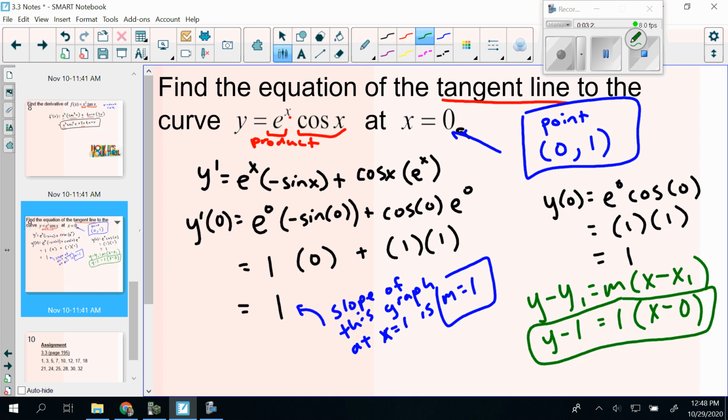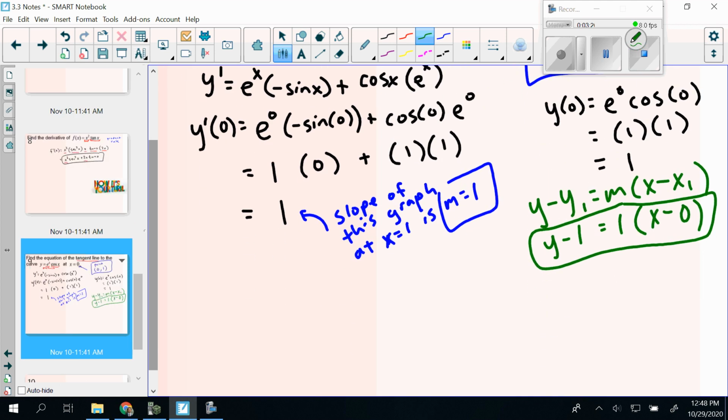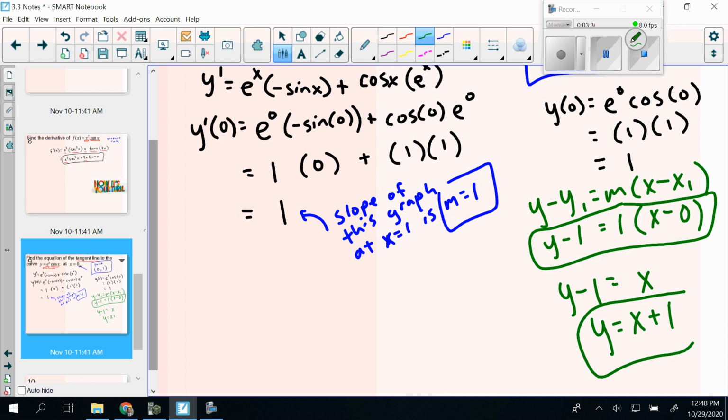If they do want it in slope-intercept form, this one doesn't look too difficult to do that with. x minus 0 is just x times 1 would just be x, so if we add 1 to the other side, looks like y equals x plus 1 would be that tangent line in slope-intercept form. So you can still apply some of those same types of problems, even though now we're adding in some new derivatives with trig.